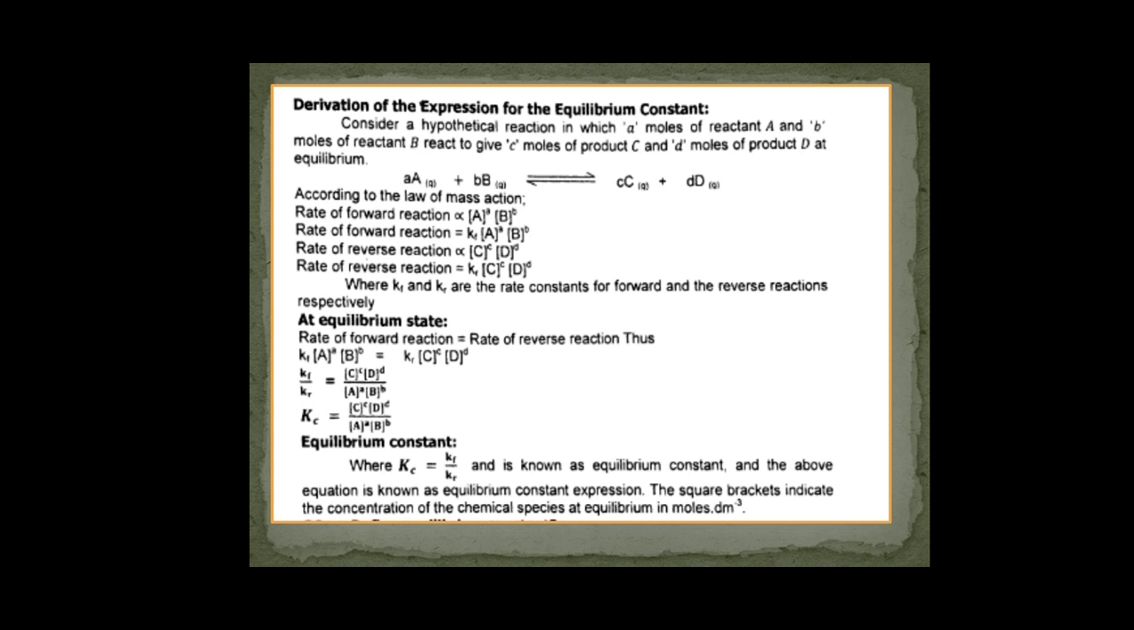Equilibrium constant Kc is equal to the concentration of the moles of the product divided by the concentration of the moles of the reactant, that is, Kc is equal to [C] power c multiplied by [D] power d divided by [A] power a [B] power b.